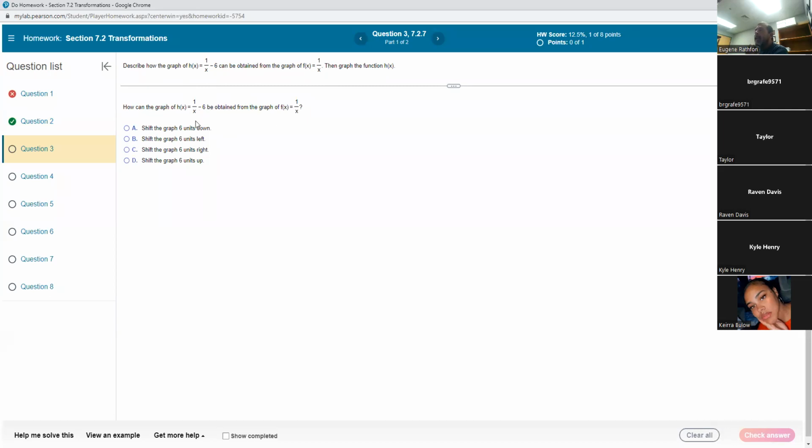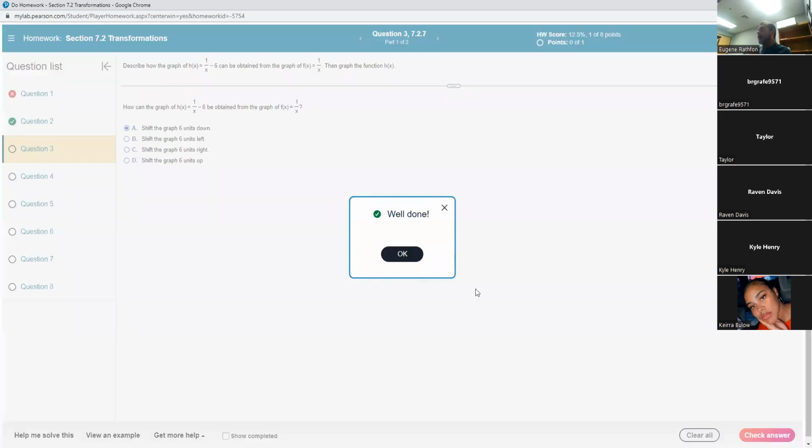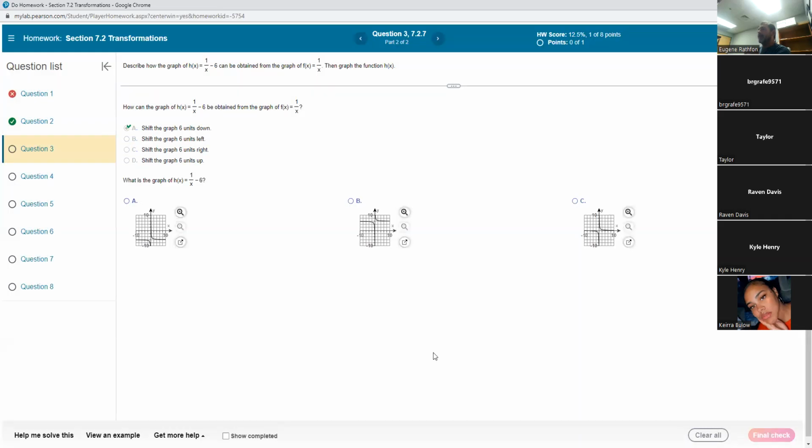Let's see, y'all got A. So what's A? Shift it down there. That's it, right? Subtracting 6 at the end moves my graph down. So we would check our answer, and y'all gonna pick A, B, C, or D.